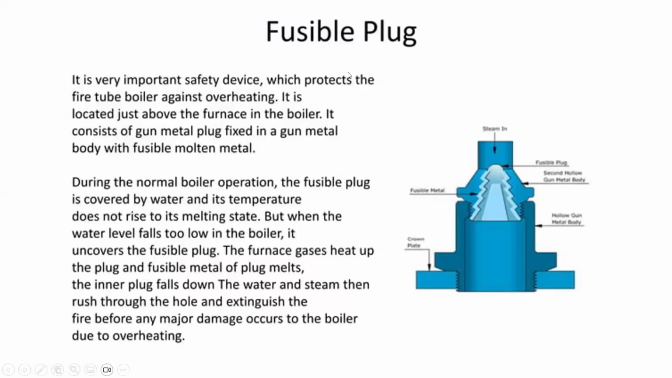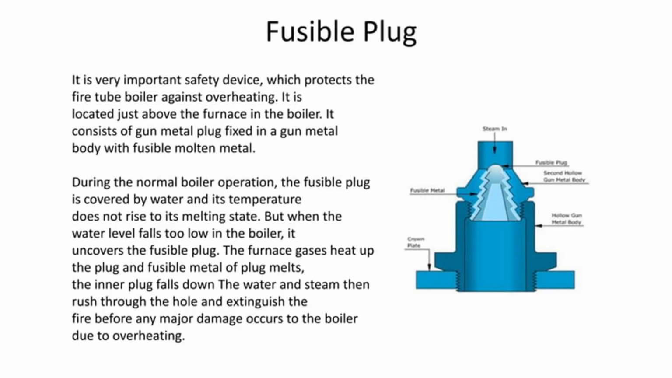And it is the fusible plug. A very important safety device which protects the fire tube boiler against overheating. It is located just above the furnace in the boiler. I will show you in detail the benefit of the fusible plug when we discuss the Cochran boiler. It consists of a gunmetal plug fixed in a gunmetal body with a fusible molten metal, right?